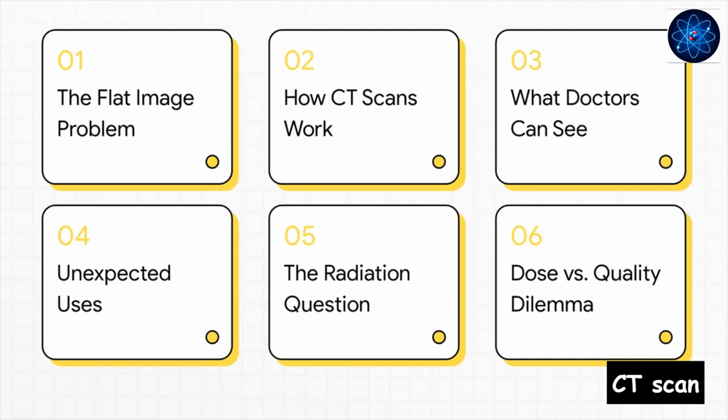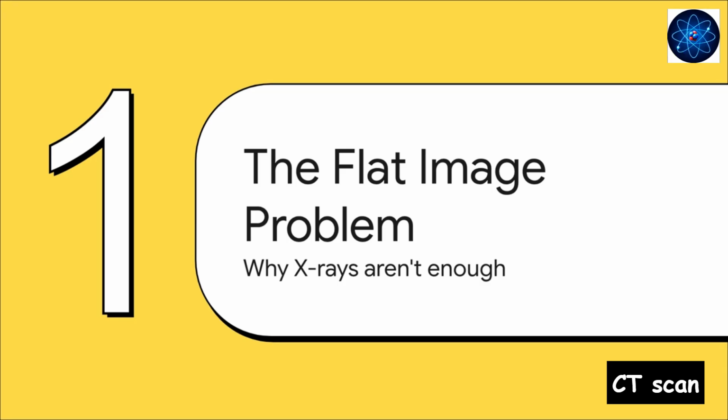All right, so here's our game plan. We're going to kick things off with the flat image problem, then get into exactly how CT scans work. After that, we'll check out what doctors can see and some really unexpected uses. And finally, we've got to tackle the serious stuff, the radiation question and the dose versus quality dilemma. Let's jump in. So, first up, the flat image problem. This is all about why a simple X-ray, as useful as it is, just doesn't always cut it.